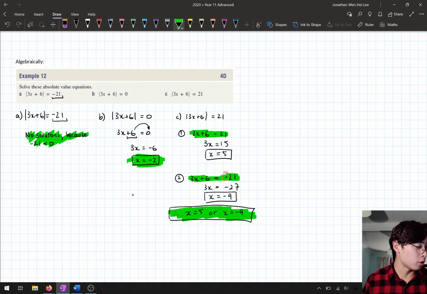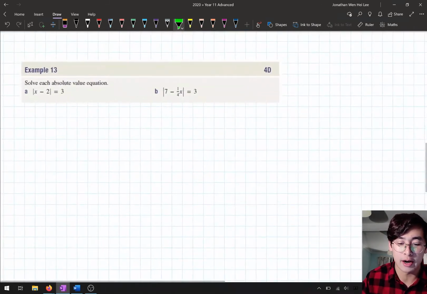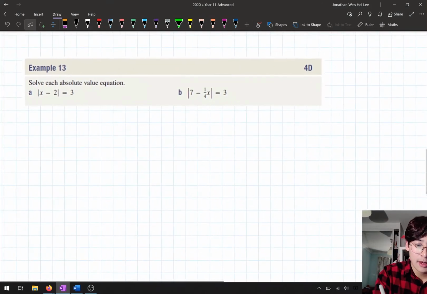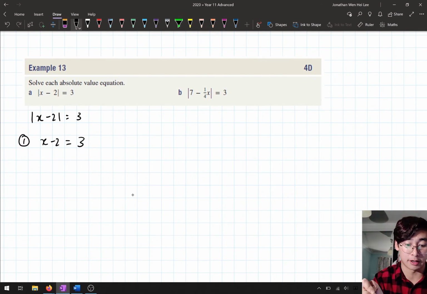I'm going to go through a few more examples. There's two more that I want to go through, and we're going to solve these algebraically again. So we've got the absolute value of x minus 2 is equal to 3. So we're going to have to look at two cases. The first case is when x minus 2 is equal to positive 3. And so here, I move that minus 2 to the other side, so we've got x is equal to 5.